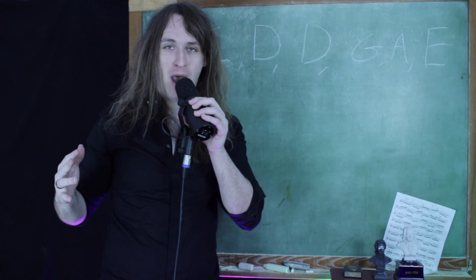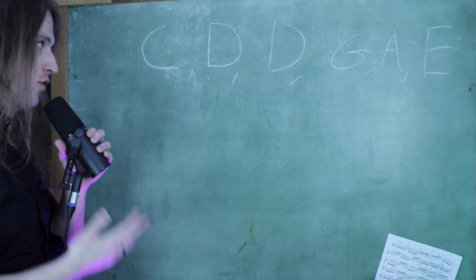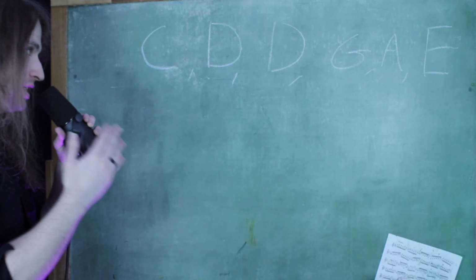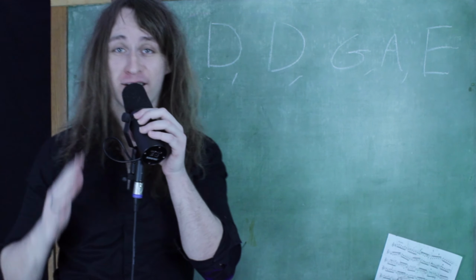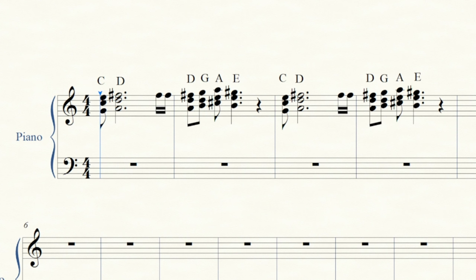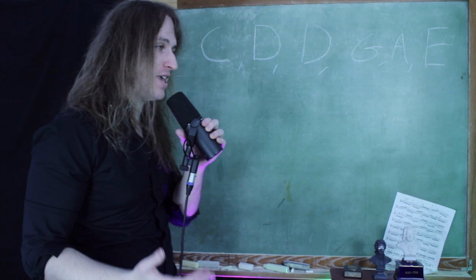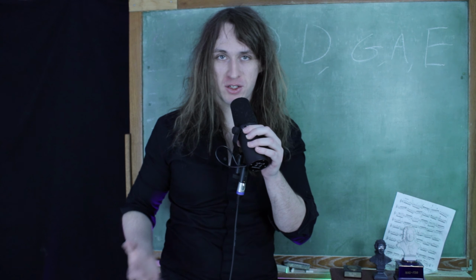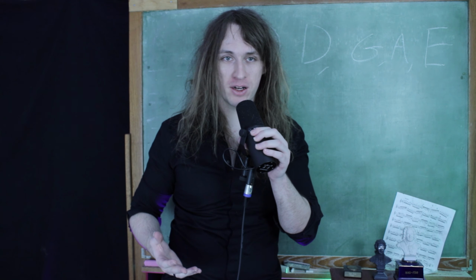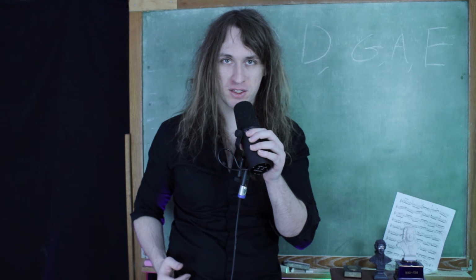Right off the bat, this is the chord progression for Runnin' with the Devil. We have C, D, D, G, A, E, and yes, those are all major chords. What key is Runnin' with the Devil in? Because this chord progression is really weird and it doesn't really make any sense off the bat. So let's see what we can figure out.